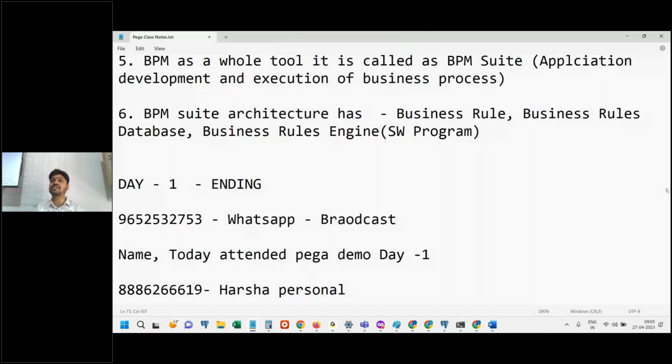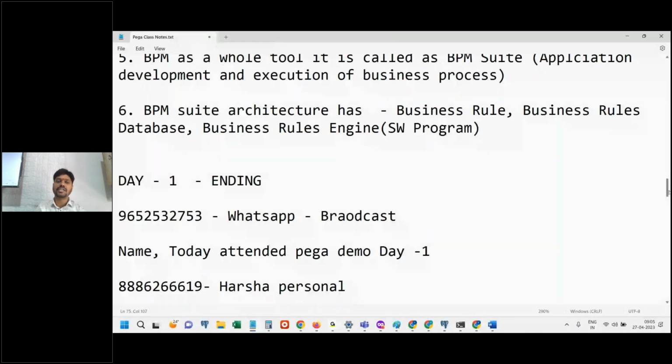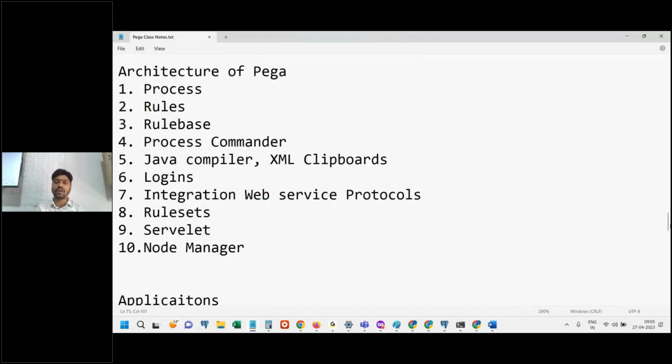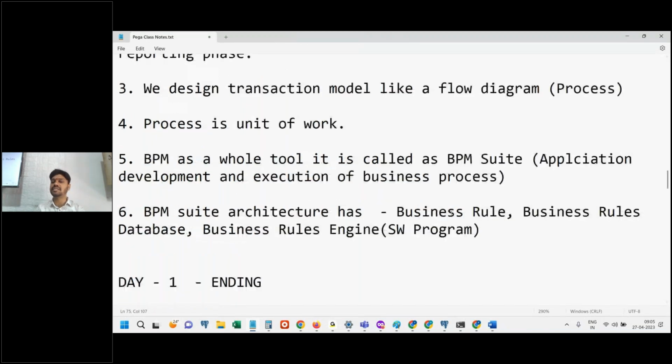PEGA provides a business process management application development environment. Since it is built based on BPM methodology, it should have everything in its architecture. Whatever we discussed in BPM, business rules, business rules database, business rules engine, these three should be there in PEGA also, correct? It has. Business rules we call in PEGA as PEGA rules. The business rules database we call the rule base. The business rules engine we call process commander.